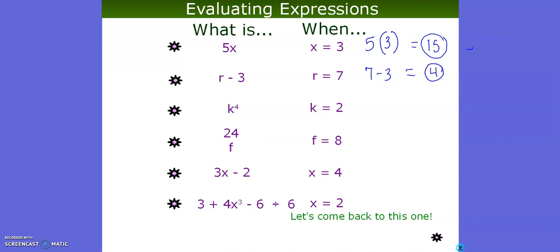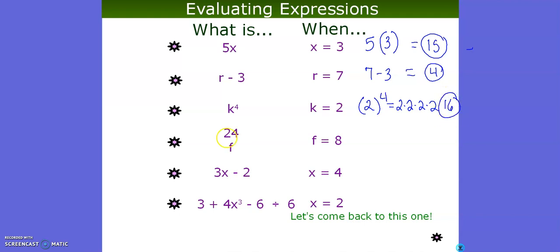Next we have a power. So we've got a base of k, a power, an exponent of 4. So when k is 2, we're going to go ahead and plug 2 in for the base to the 4th power, which means we can write it out as a string of multiplication. The base gets written 4 times, so then we're going to do 2 times 2 times 2 times 2. So 2 times 2 is 4, times 2 again is 8, times 2 is 16.